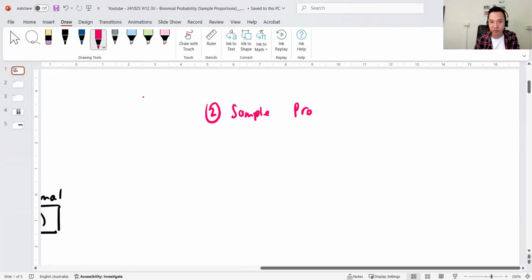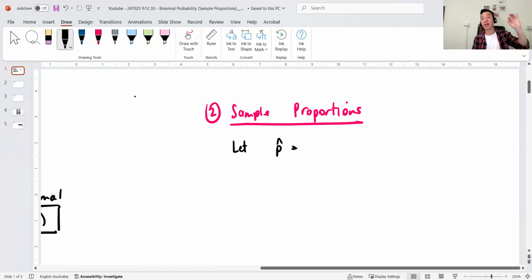Now, what is the difference and how do we know? Sample proportions is very similar, in that instead of letting x be the variable, we let p hat be the variable. And instead of x being the number of correct solutions, p hat would be the proportion, or percentage, of correct solutions. Now, it's very different.